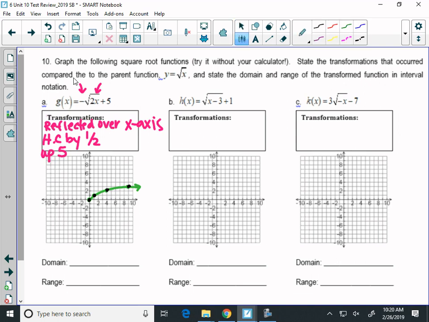When I start at the origin, if I reflect it over the x-axis, it does not change position. Neither does compressing by 1/2. Moving it up 5, however, does move that point to 0, 5.